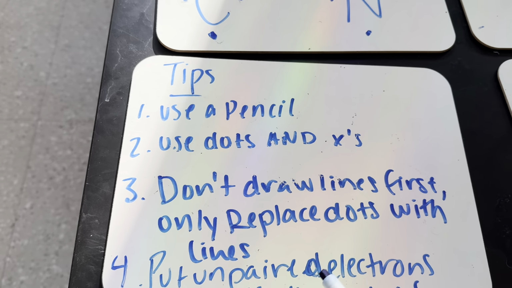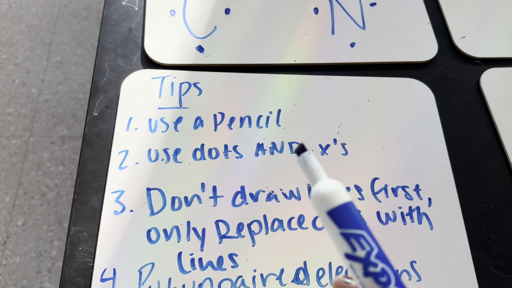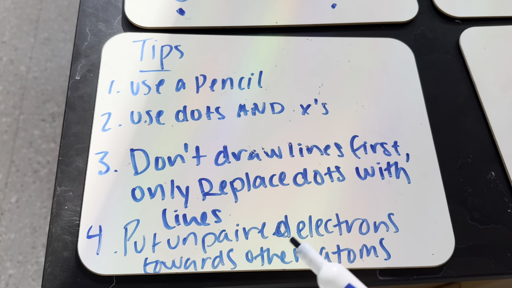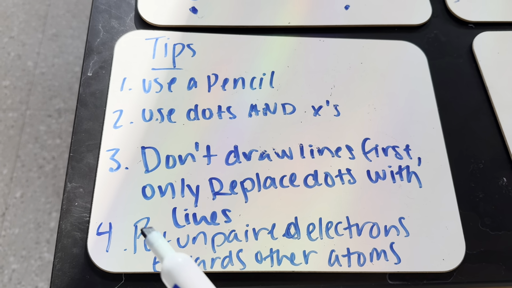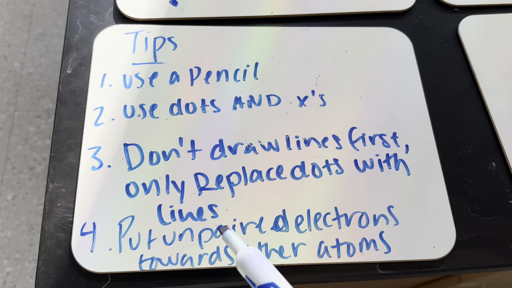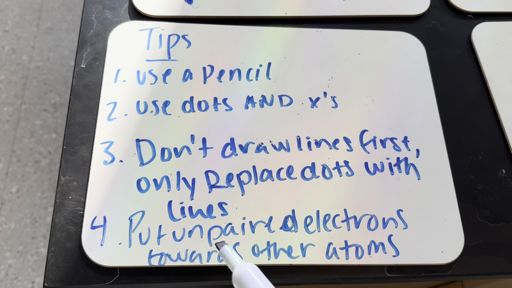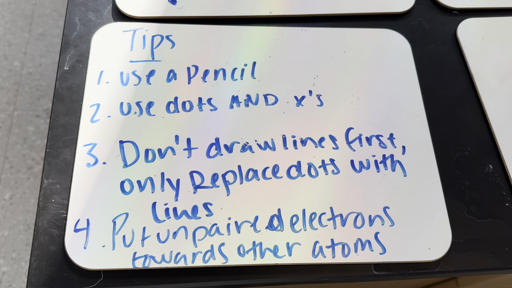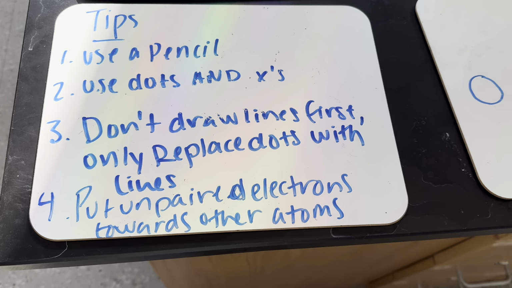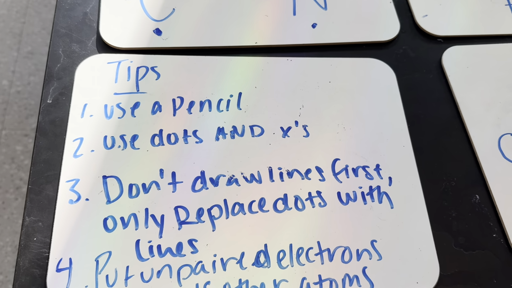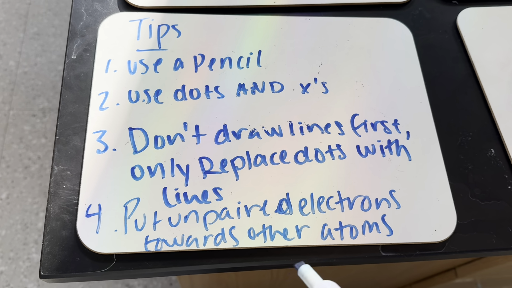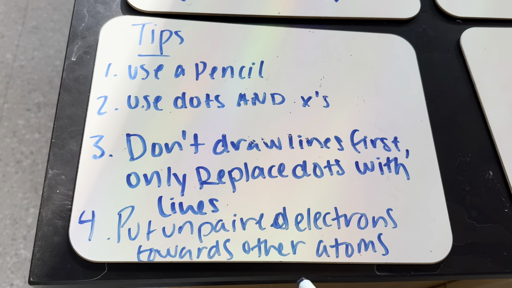Here are my tips and tricks. Number 1, use a pencil so you can erase, or a dry erase board. Use dots and X's if you think you might get confused on who belongs to who. My other recommendation, very important, and I see students do it all the time and then they get confused: don't draw the lines first. Only replace dots with lines. If you go in and draw lines first to connect your elements, then it can get really confusing how many electrons you might need to draw, how many bonds you need. So I like to draw the dots first and then replace the dots with lines, and then put unpaired electrons towards other atoms. That's going to make more sense when we do our first example.